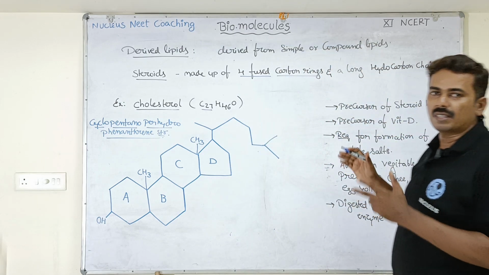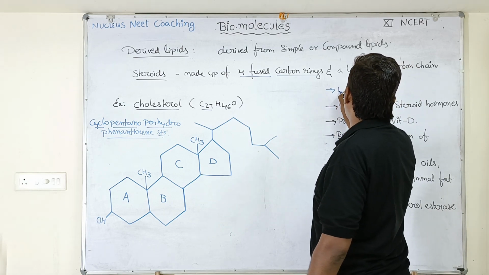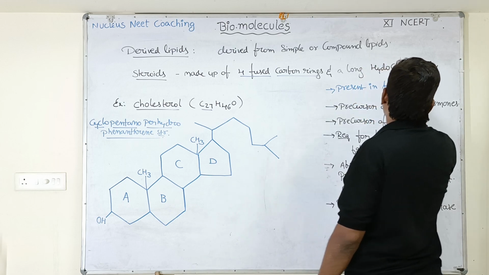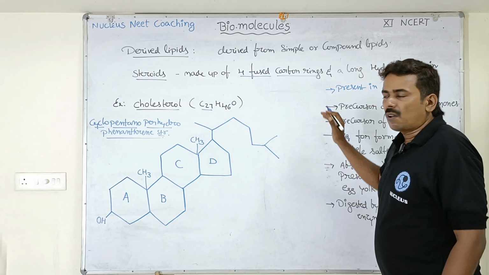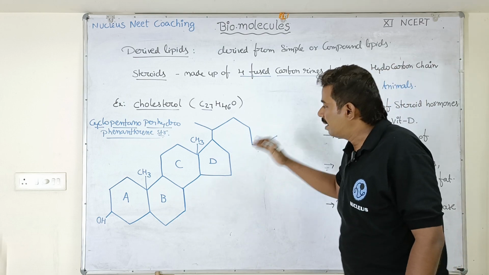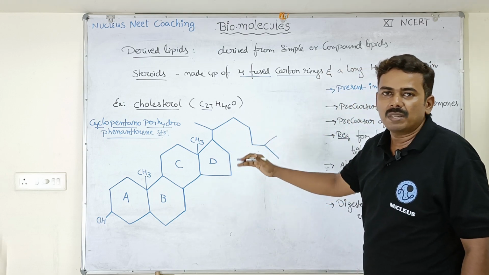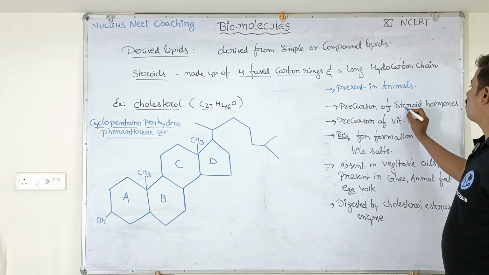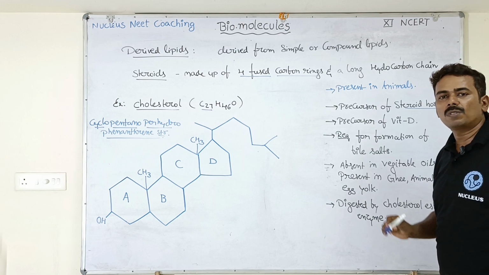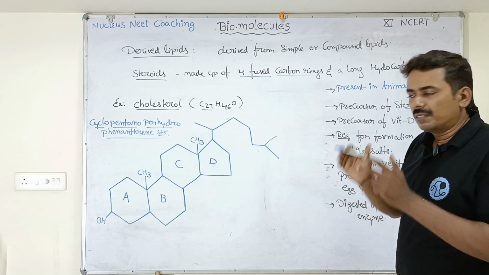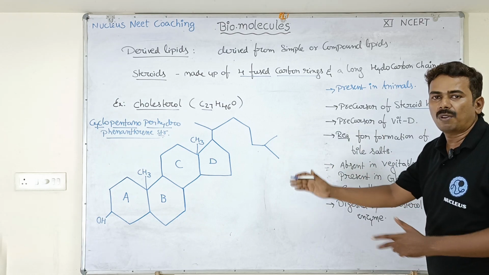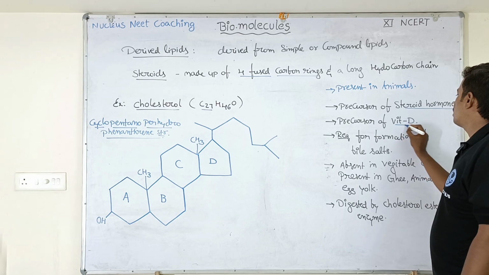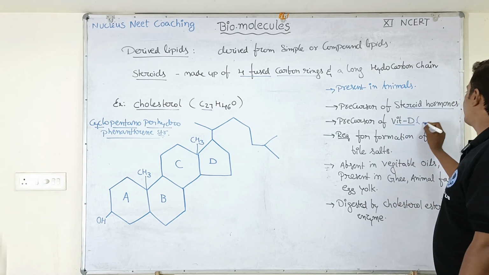Cholesterol, first of all, is present in animals. Mainly it is one of the components in the cell membrane of animals. It increases the stability of the cell membrane in animals. This point you can copy down in your book. Next, cholesterol in animals is a precursor of steroid hormones. Steroid hormones like testosterone and progesterone are synthesized from the cholesterol molecule. Next, cholesterol is also a precursor for synthesis of vitamin D, also called calciferol.